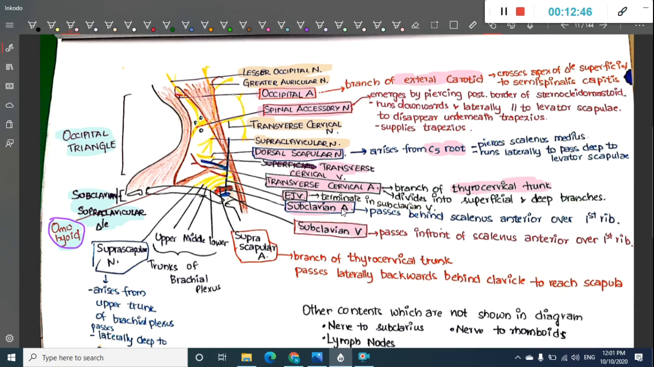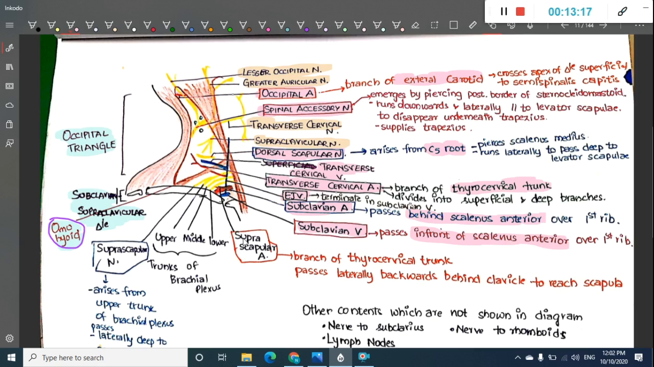Subclavian artery will pass behind the scalenus anterior over the first rib, whereas subclavian vein will pass in front of the scalenus anterior. Subclavian artery, A, after A we get B. So subclavian artery passes behind the scalenus anterior. Subclavian vein, V, passes in front of the scalenus anterior. You can remember like that.